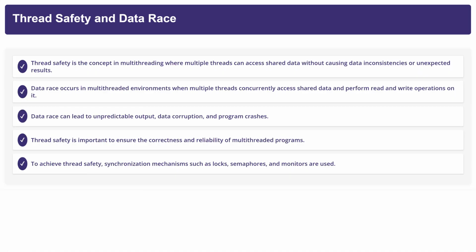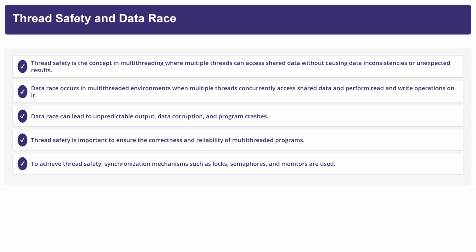In multi-threading, thread safety refers to the concept where multiple threads can access shared data without causing data inconsistencies or unexpected results. It is important to ensure the correctness and reliability of multi-threaded programs. A data race occurs when multiple threads concurrently access shared data and perform read and write operations on it. This can lead to unpredictable output, data corruption, and program crashes.